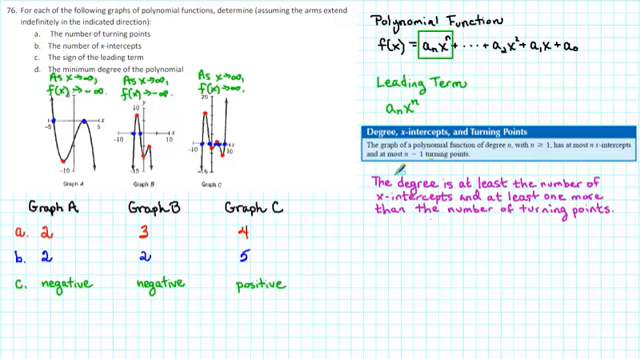From this, we can deduce that the degree is at least the number of x-intercepts and at least one more than the number of turning points. So let's look at graph A. We've determined that the number of turning points is 2. Therefore, the degree must be at least 3. The number of x-intercepts is 2. Therefore, the degree must be at least 2.